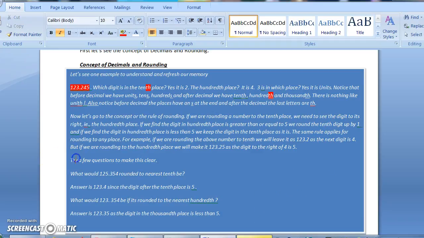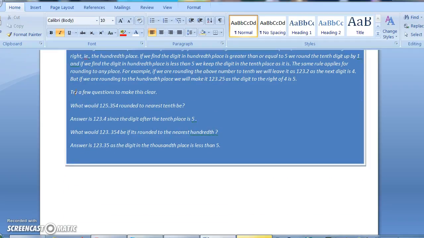Just let's try a few questions to make this clear. Here's your question. What would 125.354 be if it is rounded to the nearest tenth?